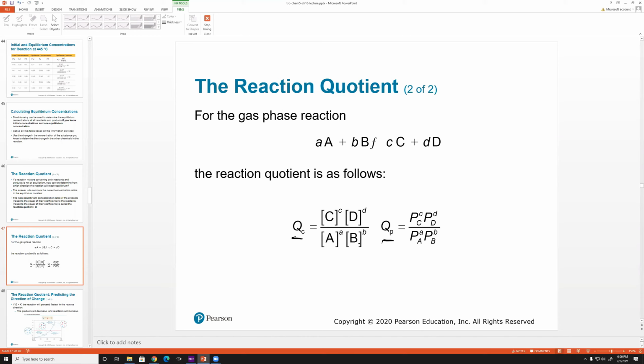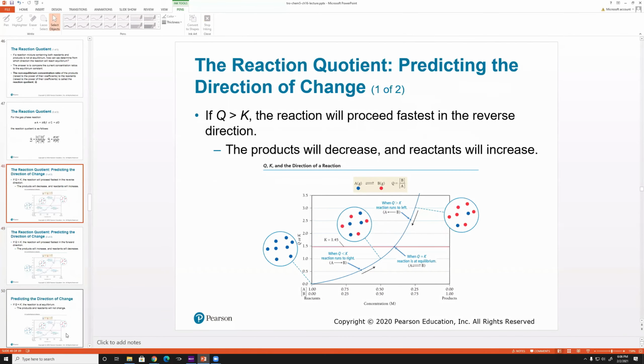If Q is greater than K, that means when the reaction proceeds, the quotient will decrease until it gets to K, meaning the reaction will go in the reverse direction. So let's review that real quick. If Q is greater than K, meaning at the point we calculate Q, the reaction is more towards the products' concentration, in order to get to K, the reverse reaction will be favored and the products will decrease and the reactants will increase.